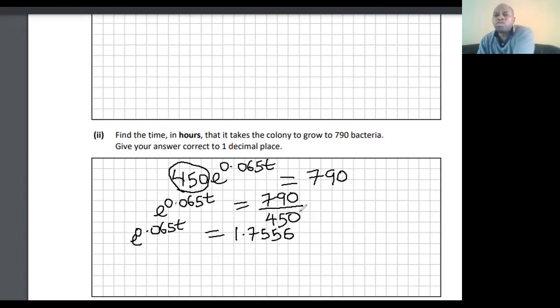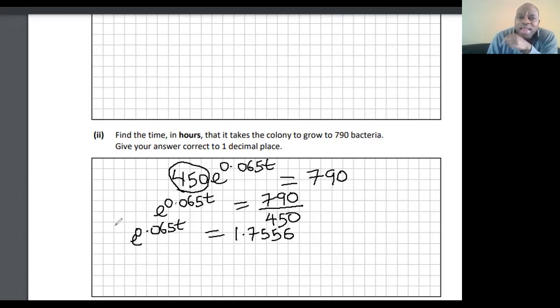So don't round up in the middle of your calculation. Try as much as possible to write up to 4 decimal places so that you can get very close to the answer. If you round up at the early stage, you might not be accurate; the accuracy of your answer might be affected. So always leave it to at least 4 decimal places. So now we have exponential 0.065t equals that.